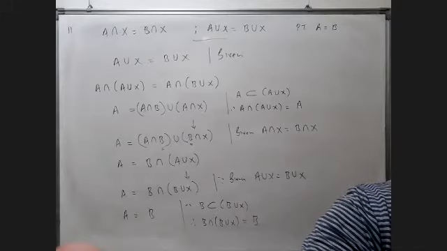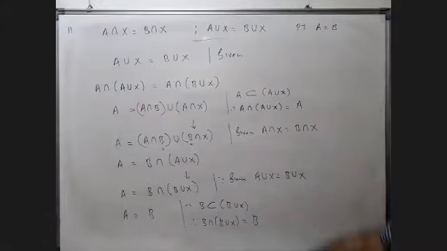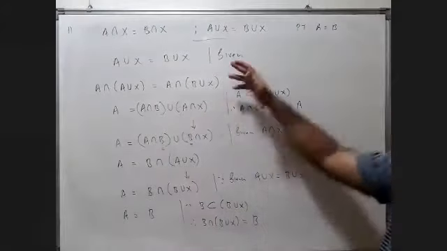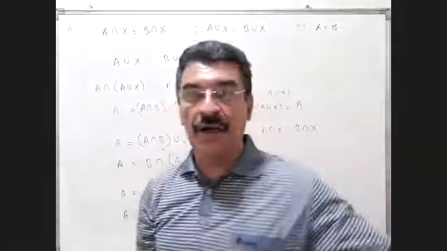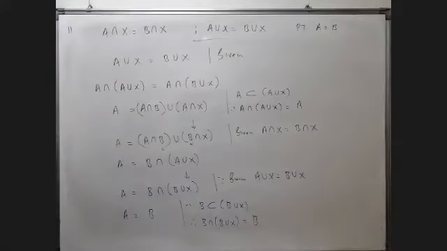These two questions are actually of the same type. What we did is we started with union and took intersection along with A to prove that A is equal to B, right? So it's a good question. Now we'll do one more question, then we'll go to the next chapter.